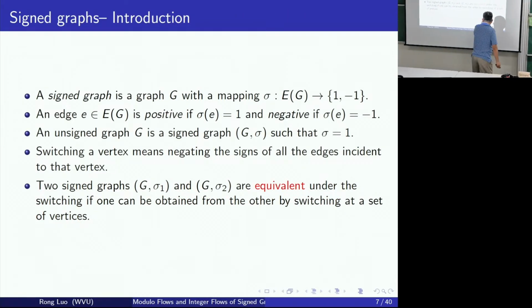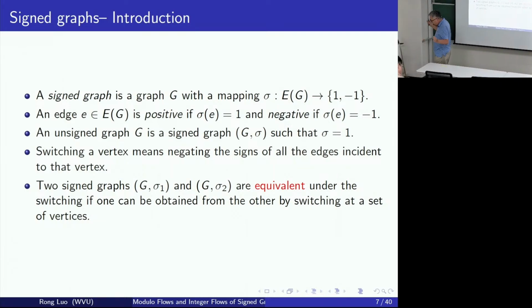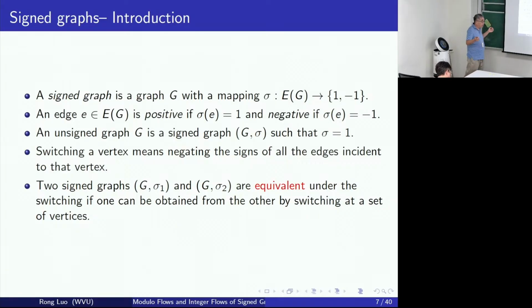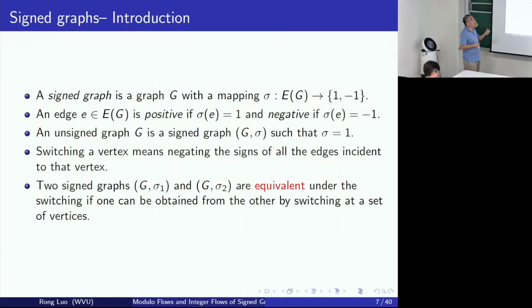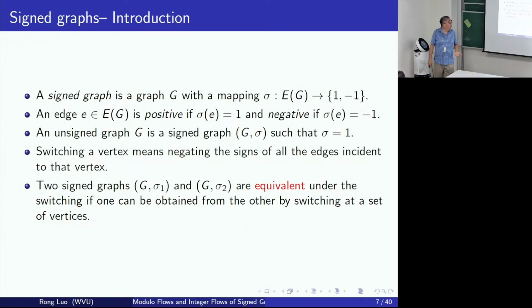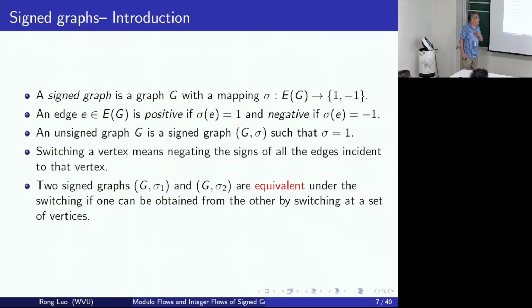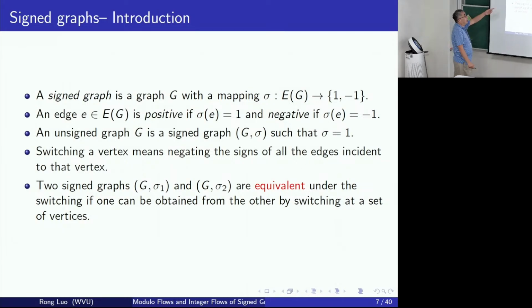Okay, so this is the introduction to the flows of unsigned graphs. So what is a signed graph? A signed graph means for each edge we give it a sign, positive 1 or negative 1. In a social network, plus means two friends, it's positive 1, and if two people are enemies of each other, it's negative 1. An unsigned graph means every edge is positive. Positive means the signature is 1, negative means the signature is negative 1.